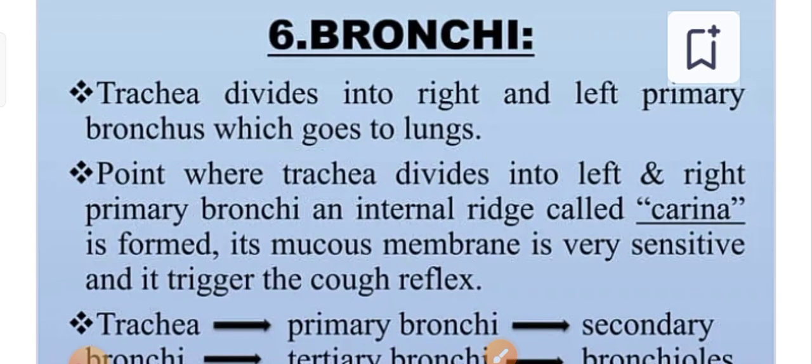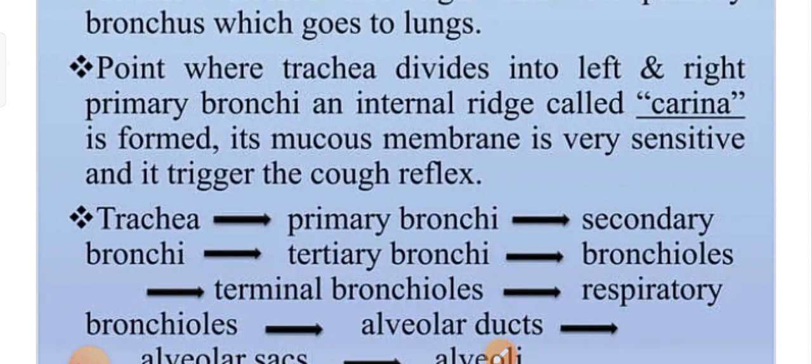The trachea divides into left and right primary bronchus, which go to the lungs. The point where the trachea divides into left and right primary bronchi has an internal ridge called the carina. Its mucous membrane is very sensitive and triggers the cough reflex.